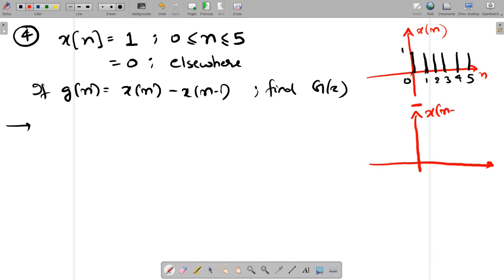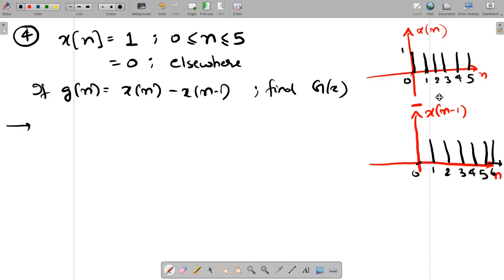What is x of n minus 1? X of n minus 1 is going to be the right shifted x of n. Okay, so shift this to the right by 1. So, we'll have 1, 2, 3, 4, 5, right? 1, 2, 3, 4, 5, 6. One more sample over here, right? So, it will start from 1 and go through 2, 3, 4, 5 and 6.